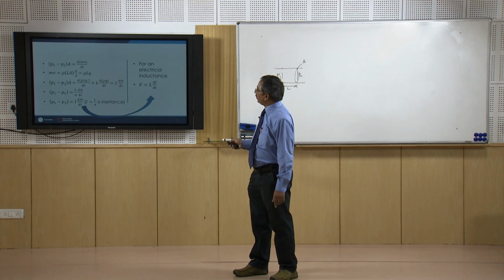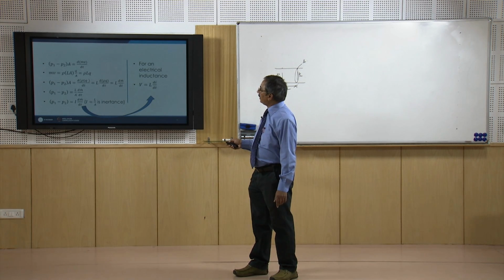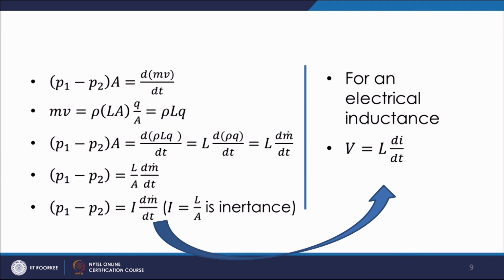Now I can substitute this in this expression. So what I have, (P1 minus P2) into A is equal to d of (rho L Q) upon dt. I can take L, which is a constant, outside. So I have d of (rho Q) upon dt, and this rho Q, if you look at the units here, rho is kg per meter cube and this is meter cube per second. So basically what we get is kg per second. Okay. So this is d of m dot by dt.